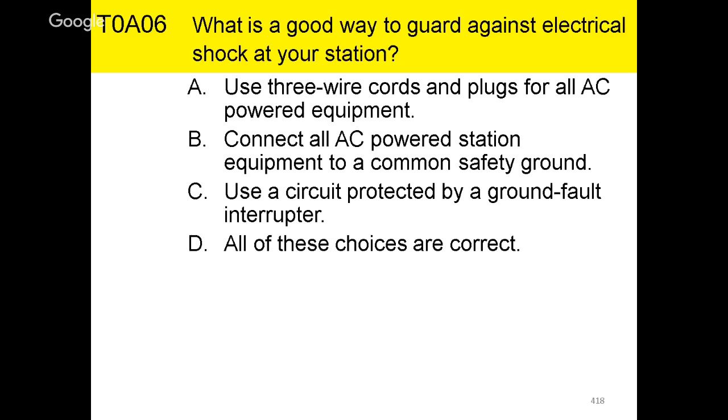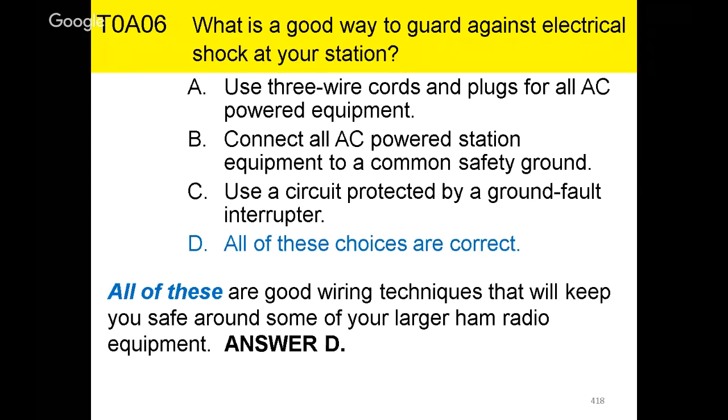But a good way to guard against electrical shock at your station is A, use three-wire cords and plugs for all AC powered equipment, or B, connect all AC powered station equipment to a common safety ground, or C, use a circuit protected by a ground fault interrupter, or D, are all of these choices correct? And that is right. If you answer D, you are correct.